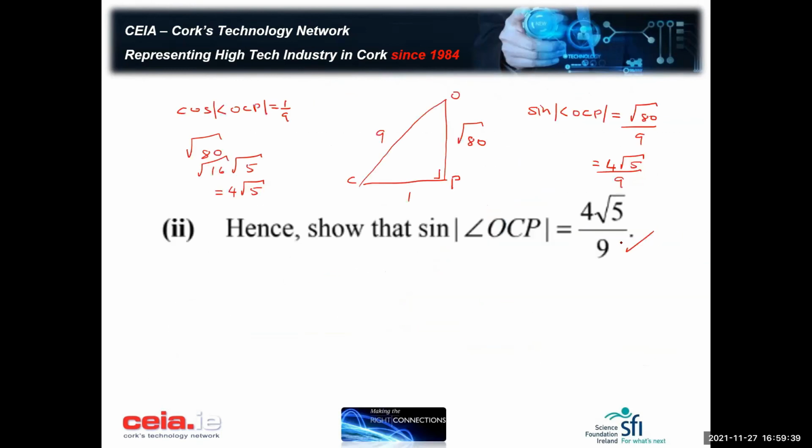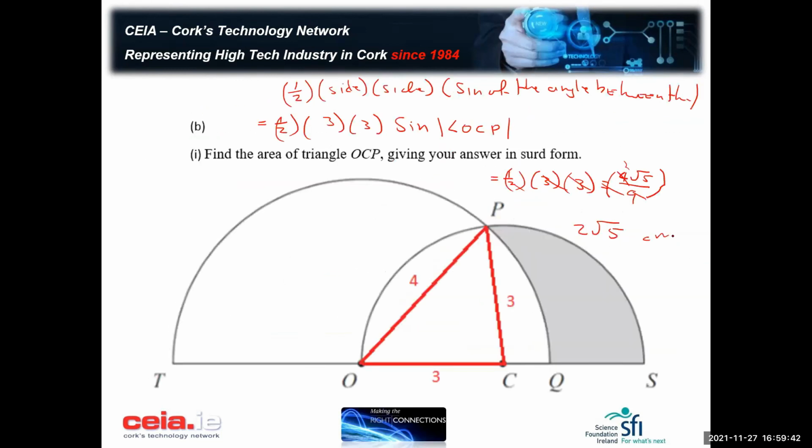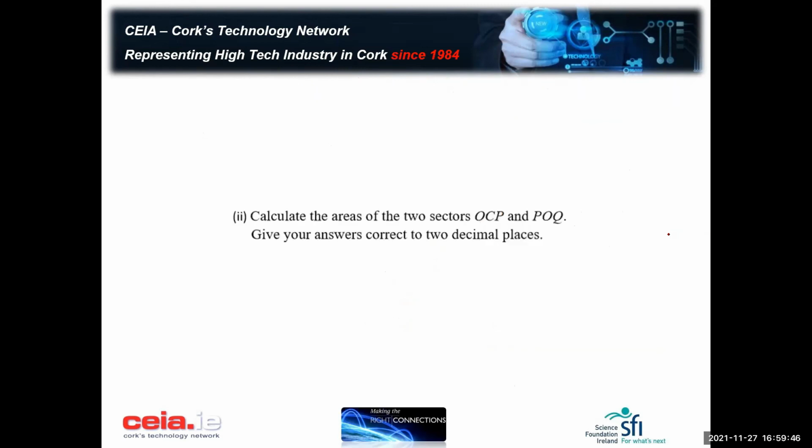It's centimeters squared. So that's the area of triangle OCP. Now there's another question. Calculate the areas of the two sectors OCP and POQ. Give your answer correct to 2 decimal places.